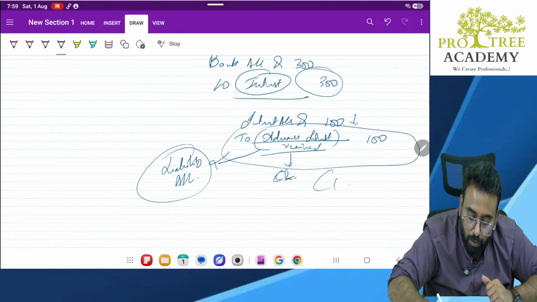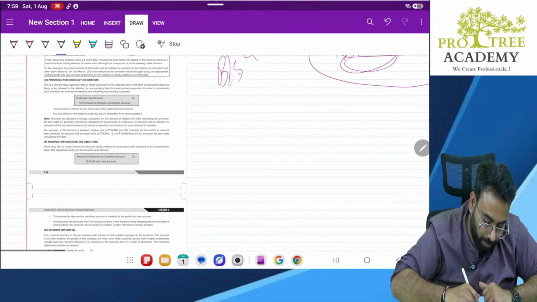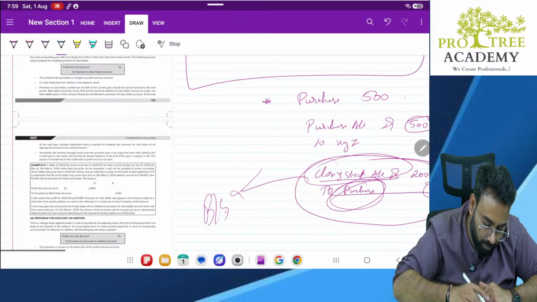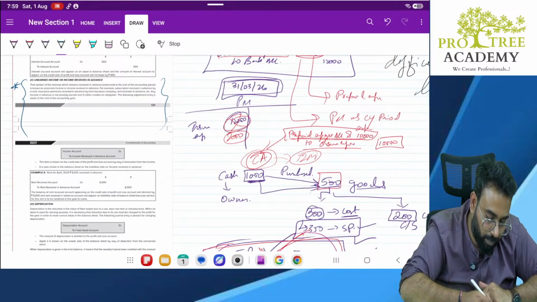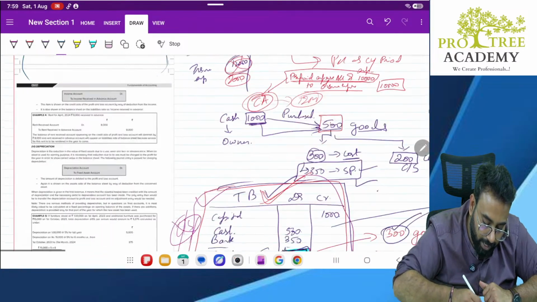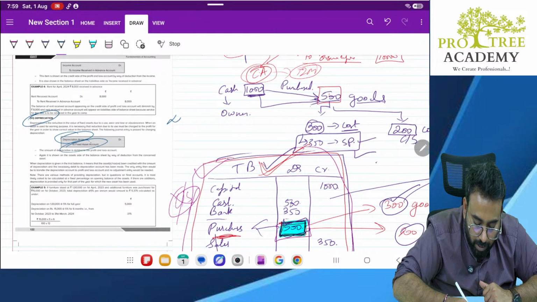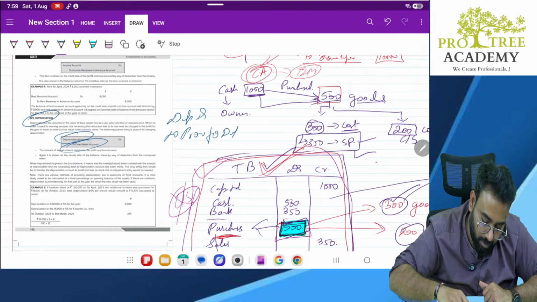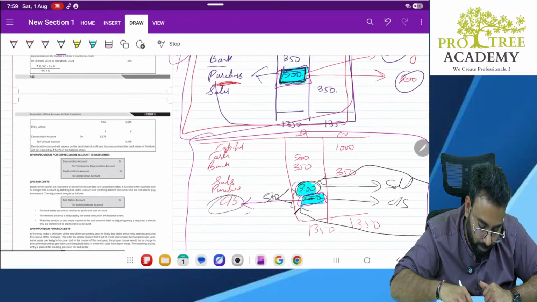This is reversal of income. So this is also completed. This we have already discussed. Depreciation account to fixed assets account, or one more is depreciation account debit to provision for depreciation. Provision for depreciation. This one.